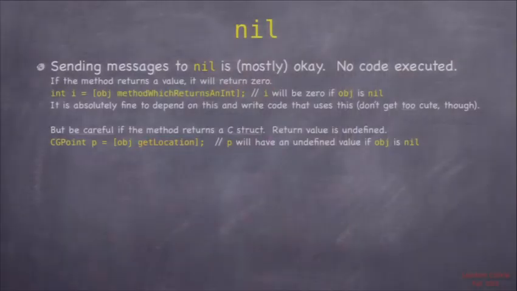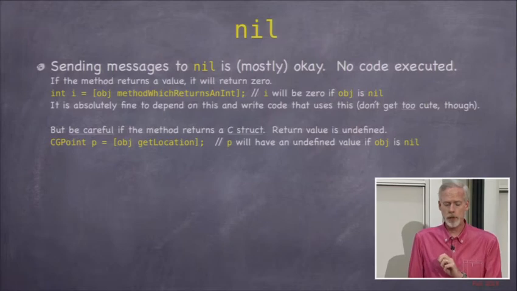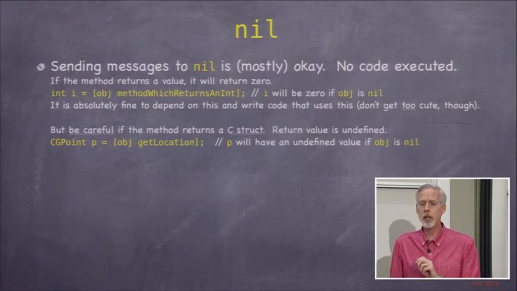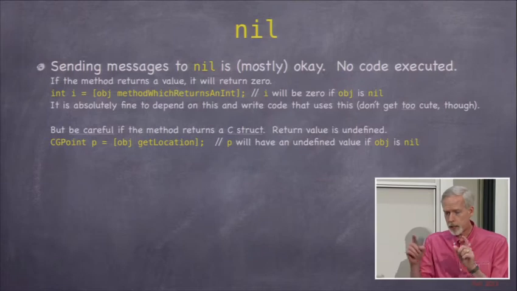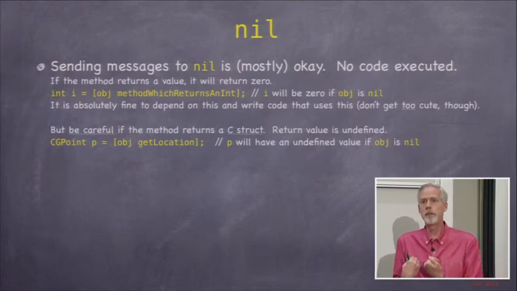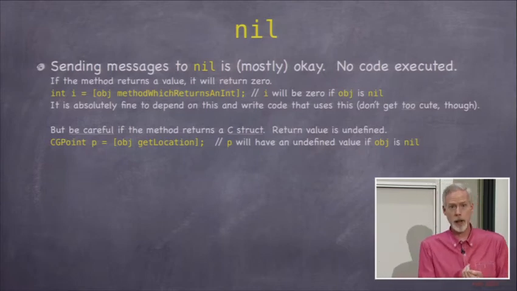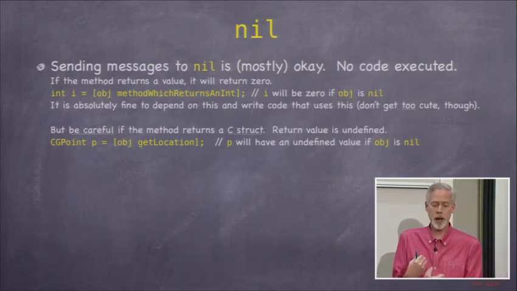Pretty straightforward there. Okay, nil, I already talked about this, that we can send messages through a pointer that is nil, i.e. that pointer does not point to anything, and no code gets executed. So if I do int i equals obj method which returns an int, no code gets executed to execute the method which returns an int. However, that message sending square bracket thing will return 0. Okay? So that's important to know. And 0 is also what nil is. So if you had a method that returned an object and you sent that message to nil, then you'd get back nil. Okay? And we can use that actually to our advantage.